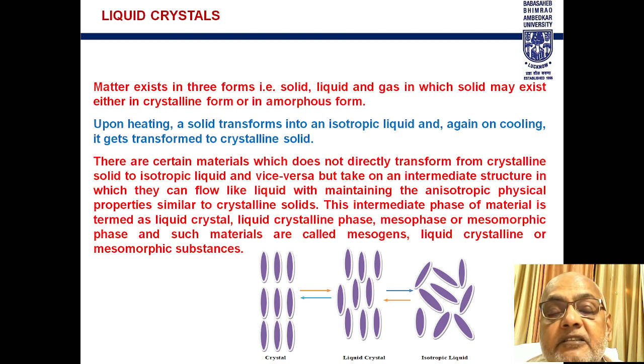There are certain materials which do not directly transform from the crystalline phase to the isotropic phase or vice versa, but take on an intermediate structure in which they can flow like a liquid while maintaining anisotropic physical properties similar to a crystalline solid. This intermediate phase of material is termed liquid crystal, liquid crystalline phase, mesophase, or mesomorphic phase, and such materials are called mesogens, liquid crystalline, or mesomorphic substances.